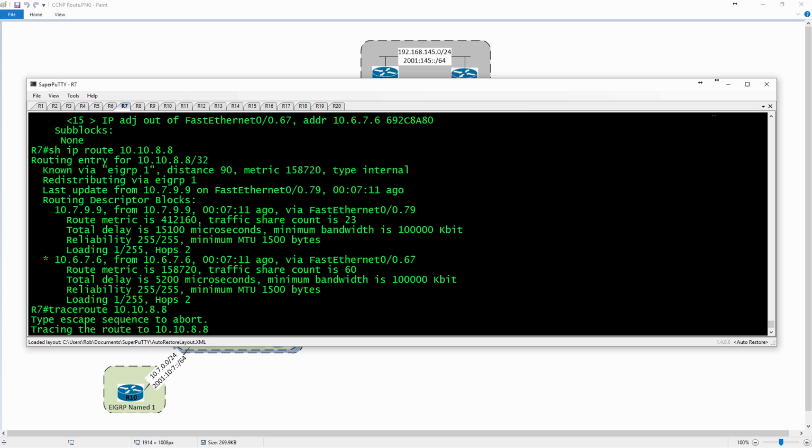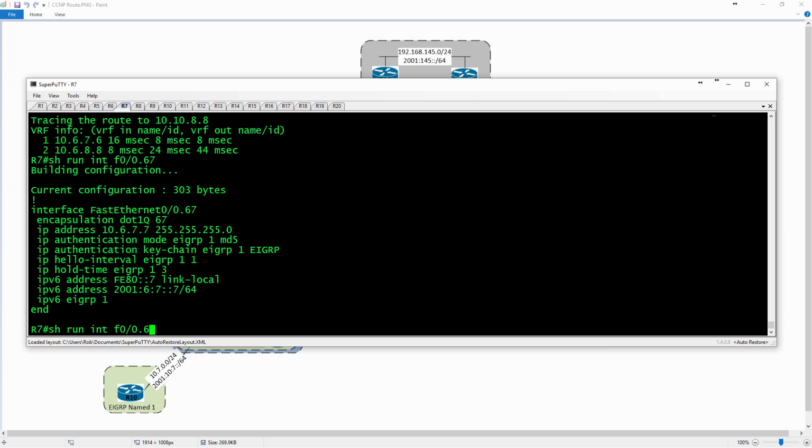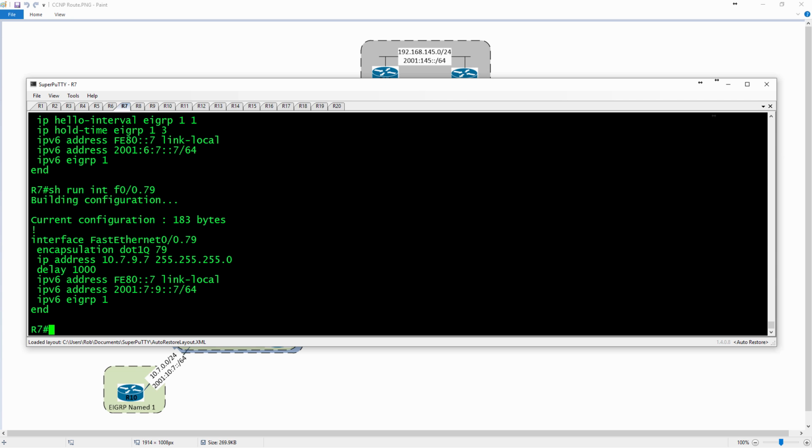Again, it's not one of those things where we are going to be able to load balance the traffic evenly. We can make this a little closer with the traffic share. It's not exactly straightforward, but you would have to actually come in here and manipulate the delay and the K values and some other stuff to get this closer to 1-to-1. But the simple way to do this, if we were to look at this and say a show run interface FastEthernet 0/0.67 and 79, is I have a delay of 1000 set on the interface towards R9. So it's less desirable from a computed metric perspective.